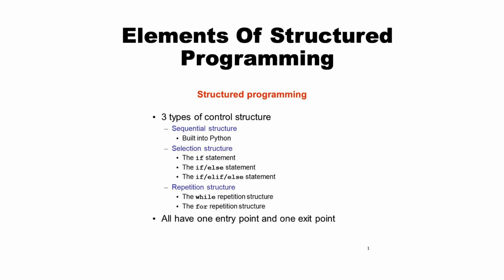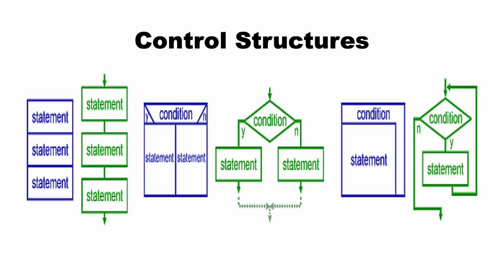You can also observe that each basic pattern is depicted using an NS diagram, shown in blue, and flowcharts, shown in green. The one on your left is the sequence, an ordered set of statements or subroutines executed in sequence, that is, one after the other.